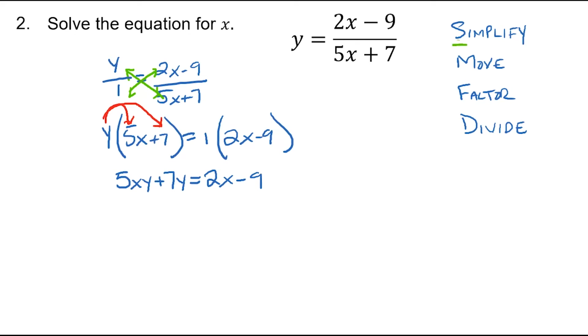I've completed that part. Next, I'm going to move some terms around. I want to make sure that all of the terms that have an x are on the same side. In this case, 5xy and the 2x, I want to put on the same side. So I'm going to subtract 2x from both sides. And then I want to move the term that does not have an x to the opposite side, so I would subtract 7y from both sides.